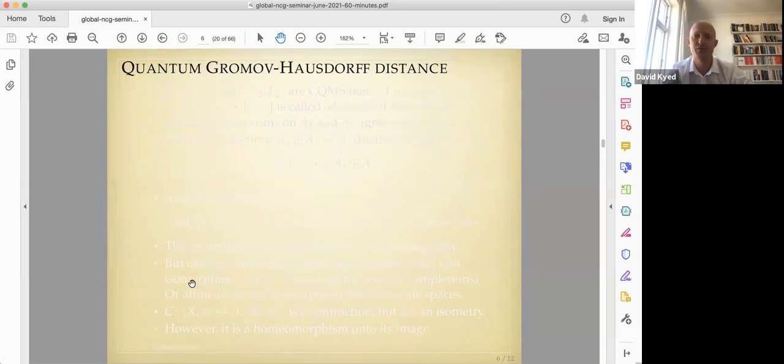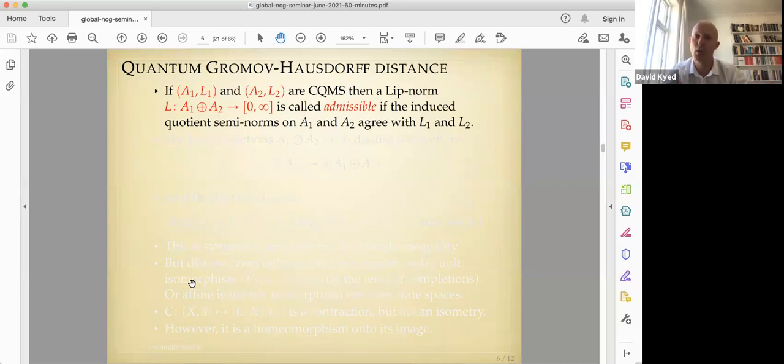So of course, you need to start out with two such quantum metric spaces. And then the natural non-commutative analog, the dual analog, of a disjoint union is a direct sum. And we have already agreed, I hope, that the dual version of a metric is a Lip norm. So I want there to be a Lip norm on the direct sum. And it's called admissible if the two quotient semi-norms that it induces when you mod out A2 and A1 respectively agree with L1 and L2.